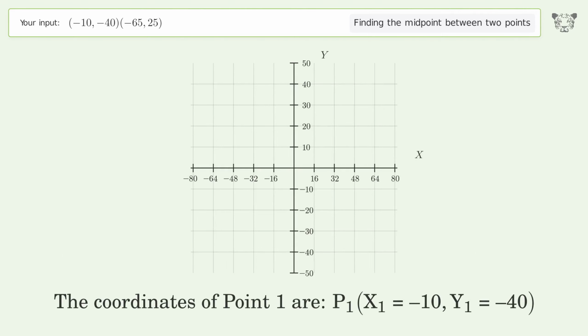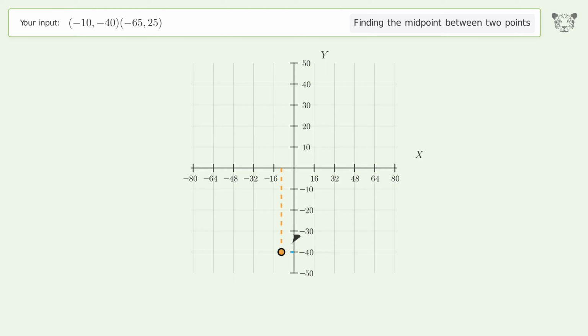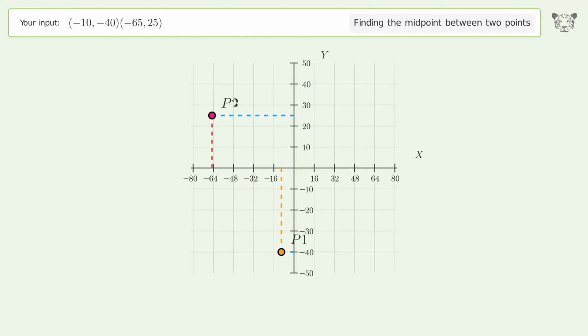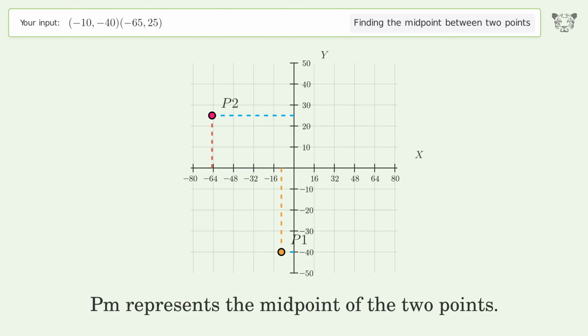The coordinates of point 1 are x1 equals -10, y1 equals -40. The coordinates of point 2 are x2 equals -65, y2 equals 25. PM represents the midpoint of the 2 points.